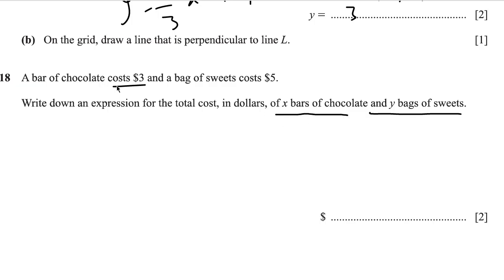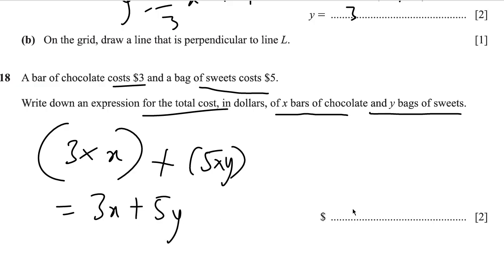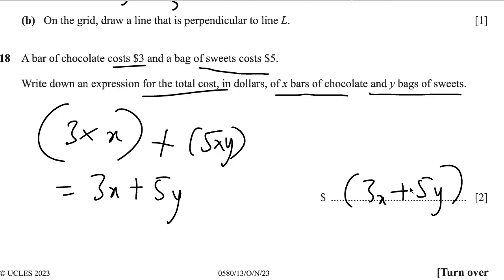So the total cost of the chocolate is going to be 3 times X, right? 3 times the number of bars, and then plus, to get the total cost, we have Y bags of sweets, and each bag of sweets costs $5, so that's going to be 5Y, right? 5 times Y. So what we have is 3X plus 5Y. So 3X plus 5Y dollars. That's what we actually do in the real sense.